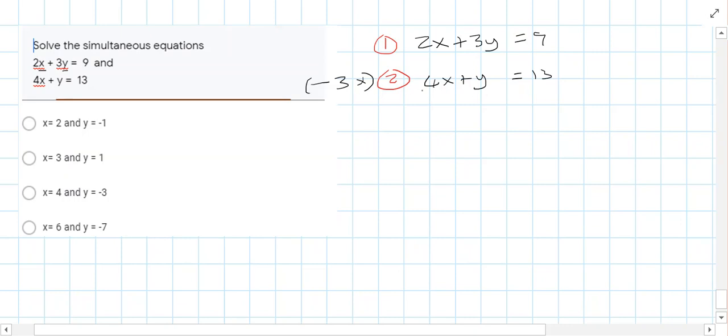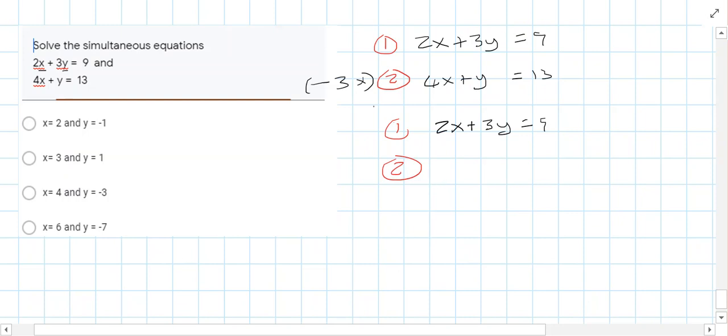So what you do is you multiply. Now you have to multiply every term in the expression by minus 3, and you rewrite the equations. So we have equation 1, equation 2. In this case, we're not doing anything to equation 1, so it just stays the same. So it's going to be 2x plus 3y is equal to 9. The bottom one, we have to multiply every term in it by minus 3 and then rewrite the expression.